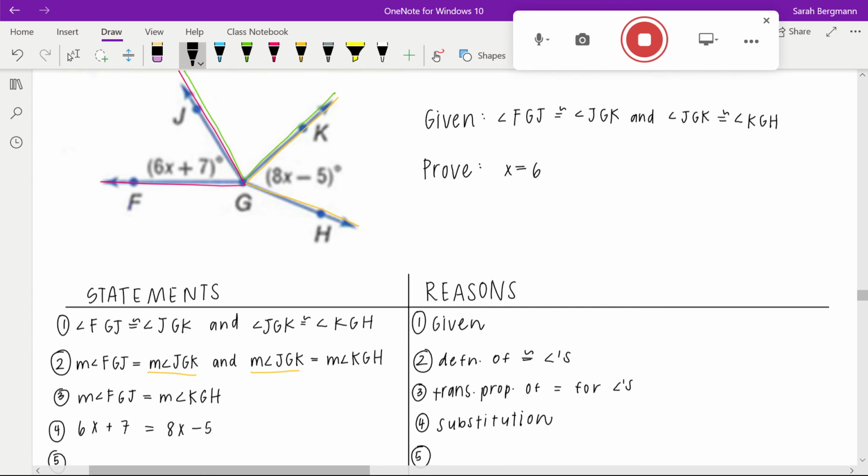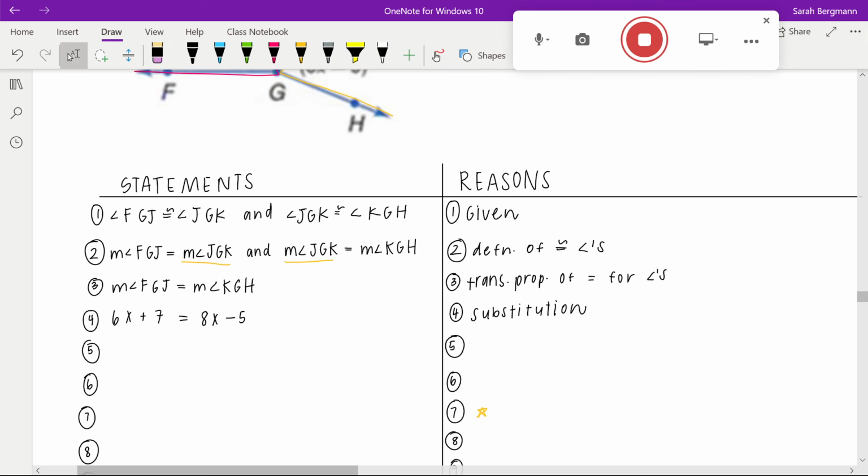And now it's just a problem like I solved before, using all the properties of algebra. So the first step that I might take is add 5 on both sides of the equation. So remember, you must show your work and show that you're adding 5 on both sides of the equation. Adding the same number on both sides of the equation is known as the addition property of equality. Next, I can simplify. I'll get 6x plus 12 equals 8x.